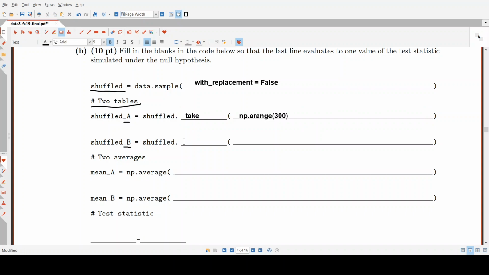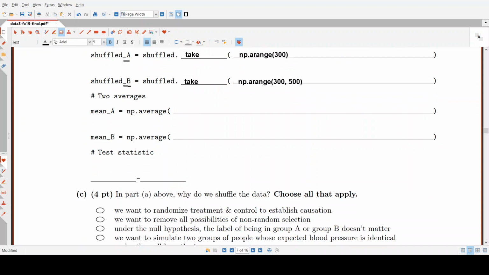Now, shuffled B group is just the rest of them, right? So again, we call take right here, and this is going to be np.arange, and we want to start at index 300, and we want to go all the way to the end. And since there's 500 rows in the table, we write 500 here.